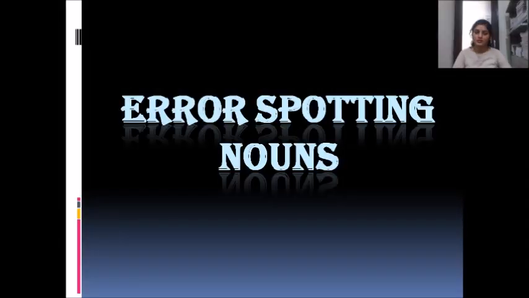Hello everyone, today we are going to study error spotting nouns. As you know, in error spotting, there is a single sentence and there are 4 parts in that sentence labeled as A, B, C and D. You have to find out which part of the sentence contains an error, and that would be marked as your answer in the question. Today our topic is nouns, and all the errors which we are going to discuss would be based on nouns. So let us begin.